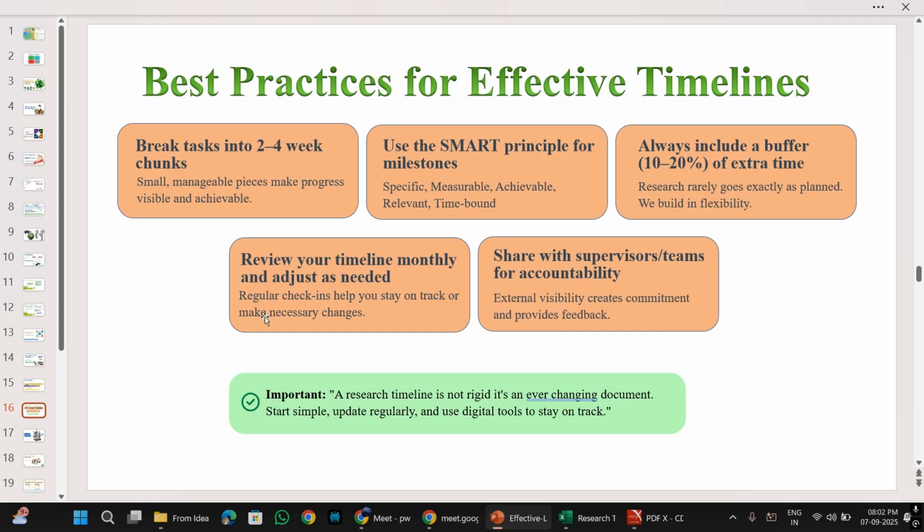Break tasks into 2 to 4 weeks chunks. You cannot break them into 2 or 3 days or 4 days like that. Be realistic. That's what we want to look at. Use the SMART principle for milestones. Be specific when you are deciding your timelines. Be specific, measurable. Measure how much data you need to handle, and accordingly measure how many days you will require. See to it that they are achievable, relevant, and time bound.